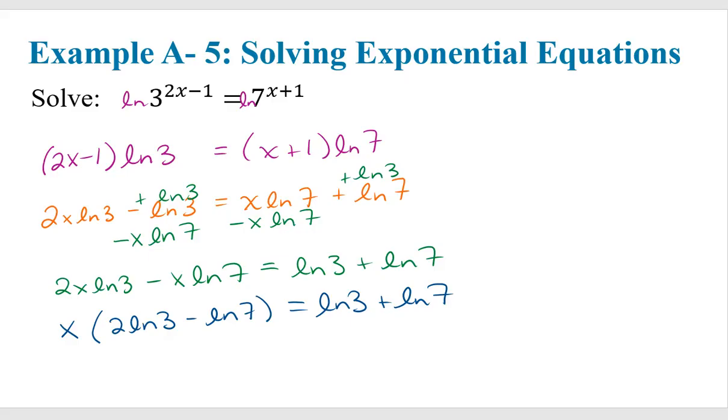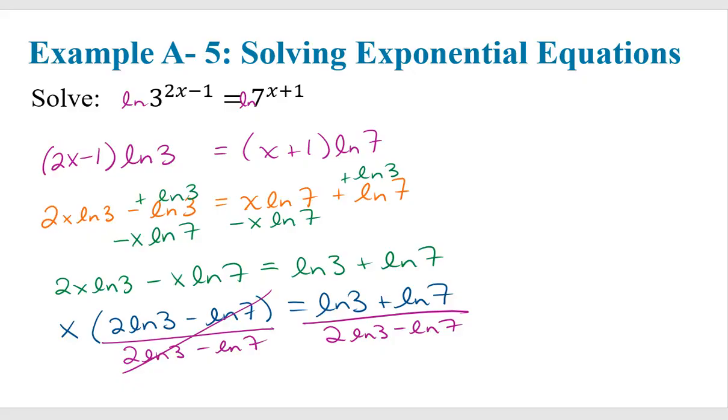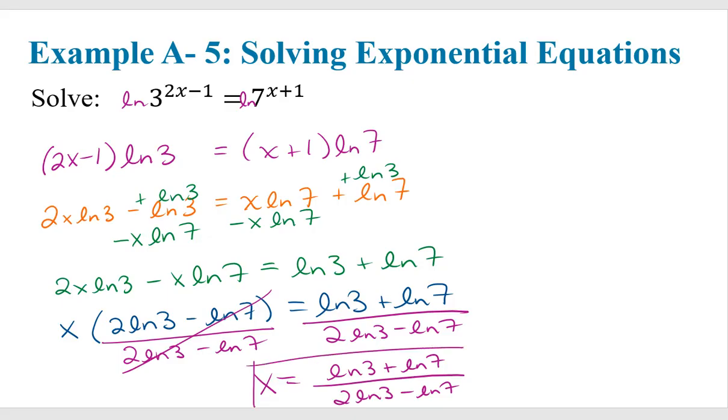So all I have to do to solve this is divide both sides. I'm going to divide both sides by this 2 natural log of 3 minus natural log of 7. So that is my final answer, my exact answer. X equals the natural log of 3 plus the natural log of 7 divided by 2 times the natural log of 3 minus the natural log of 7. That is my exact answer.